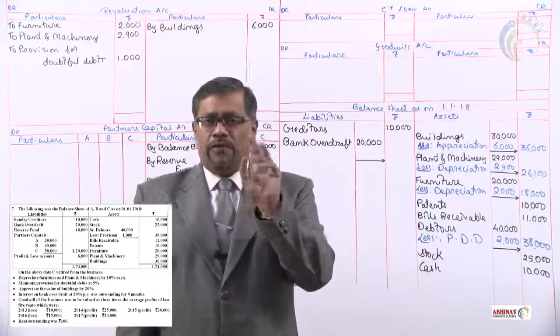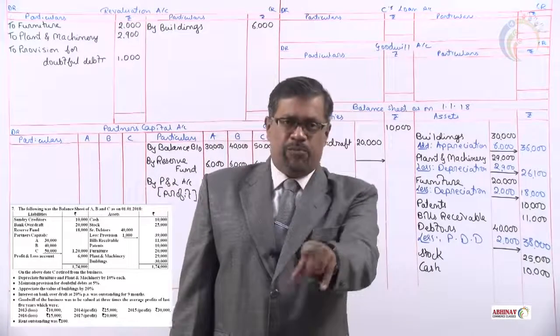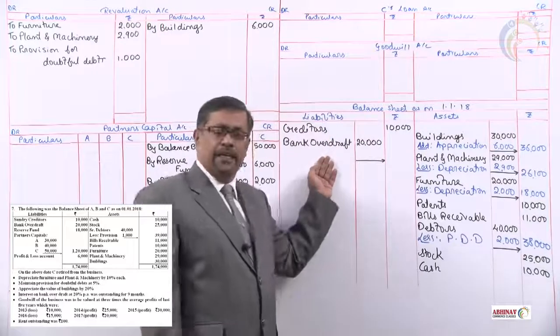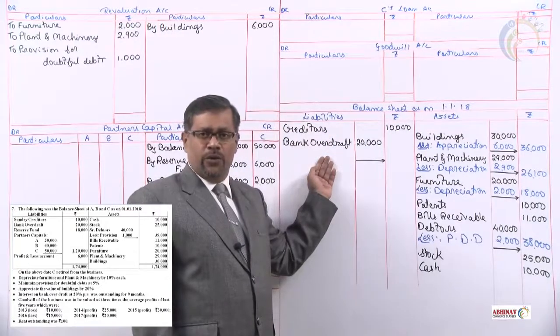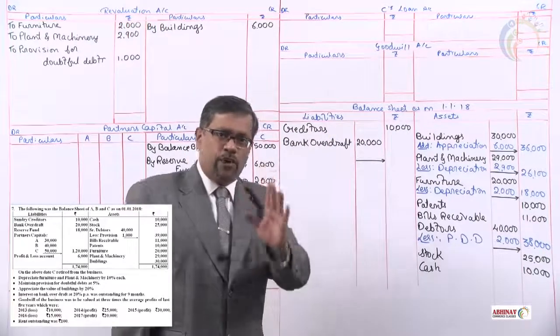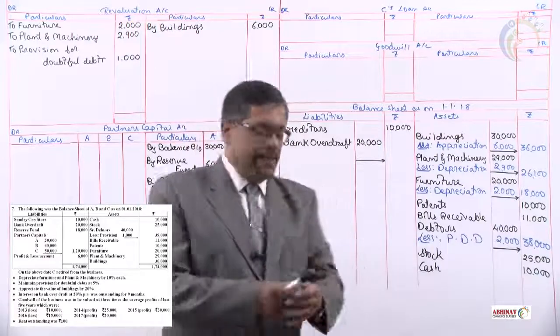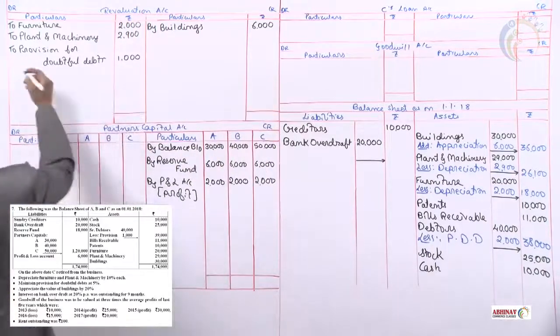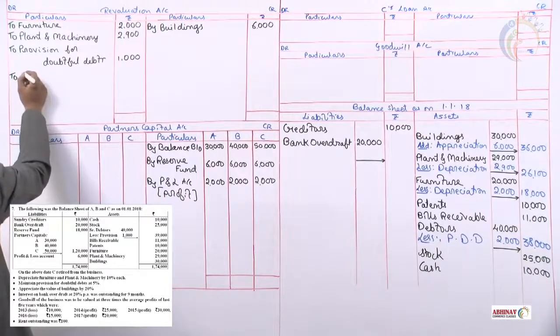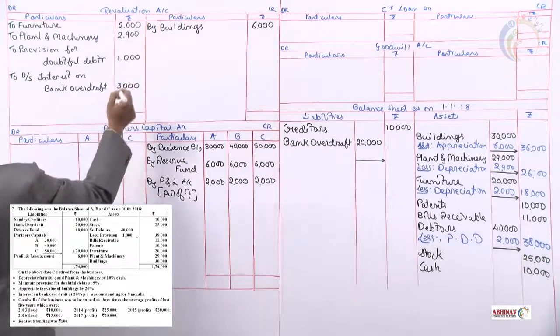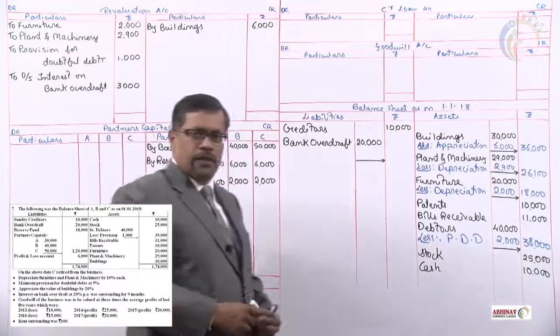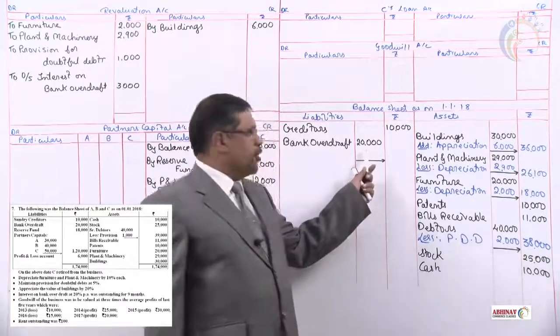Interest on bank overdraft is income or expenditure? Expenditure, because bank OD is a liability. It's a loan, unsecured loan. Interest on loan is always expenditure as we have to pay it. It's an expenditure. We'll record it in revaluation account, debit side, rupees 3,000. How much is the bank OD?